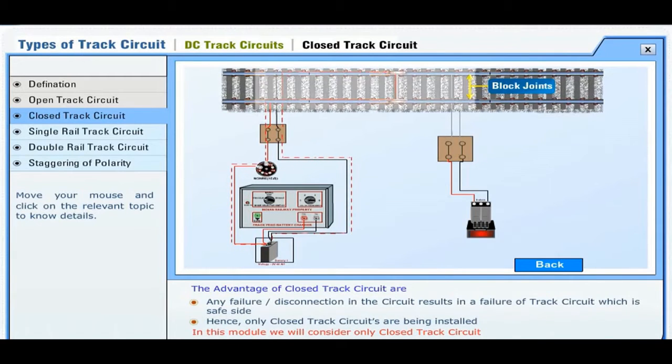The advantages of closed track circuit are: any failure or disconnection in the circuit results in a failure of track circuit, which is on the safe side. Hence, only closed track circuits are being installed. In this module, we will consider only closed track circuit.